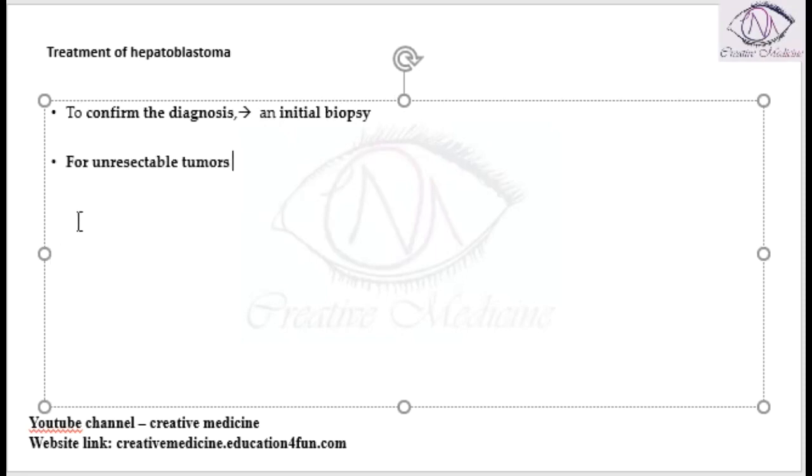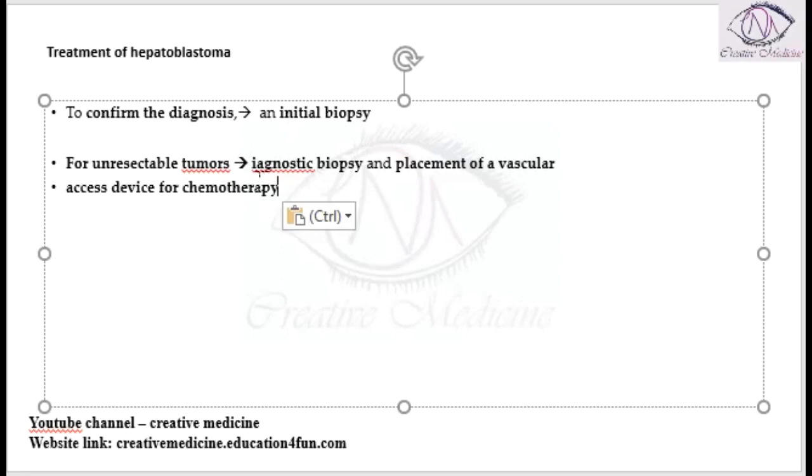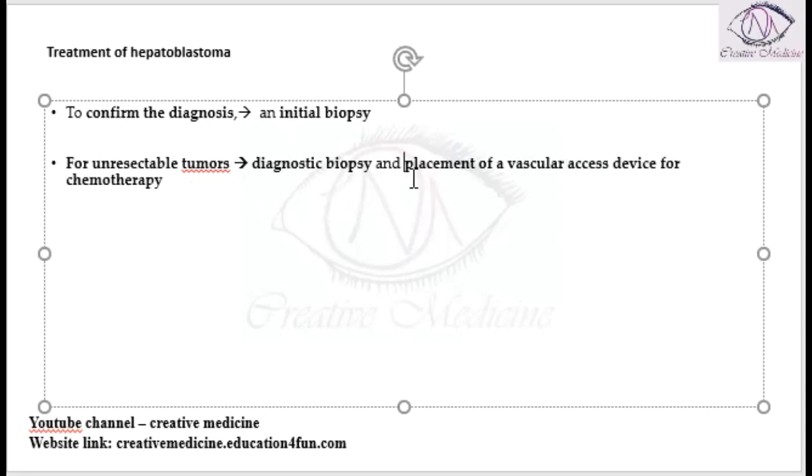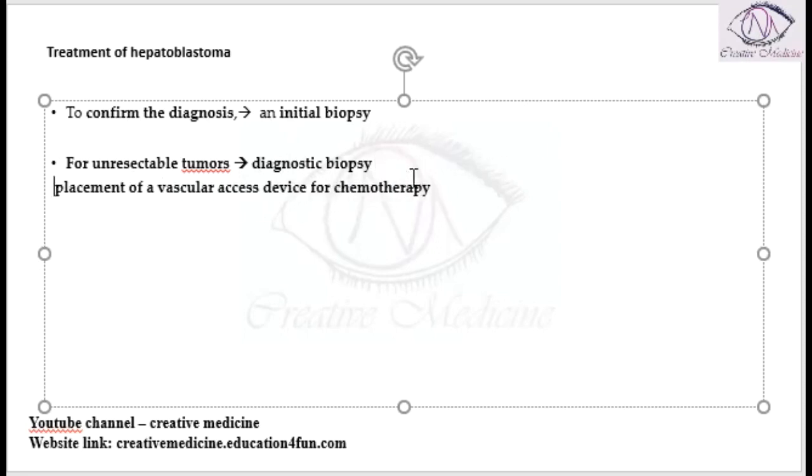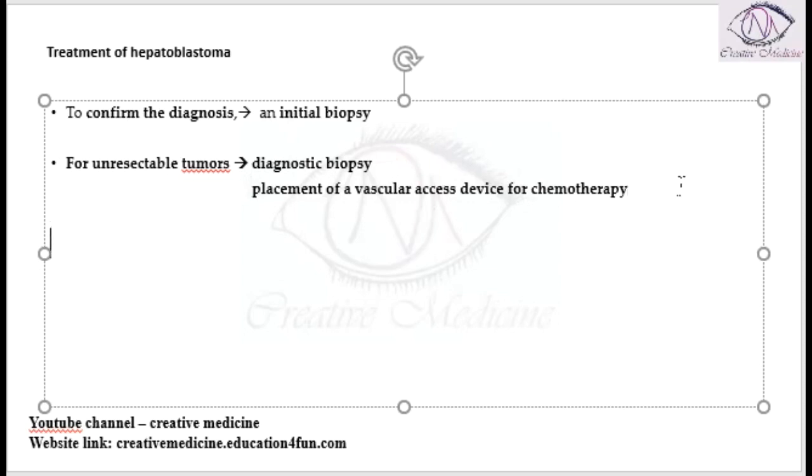Then for unresectable tumors, a diagnostic biopsy is done. If the tumors are not resectable, then initially we do a diagnostic biopsy, followed by placement of a vascular access device for the chemotherapy, because these are not resectable. So you should do a diagnostic biopsy and put a vascular access device for chemotherapy.